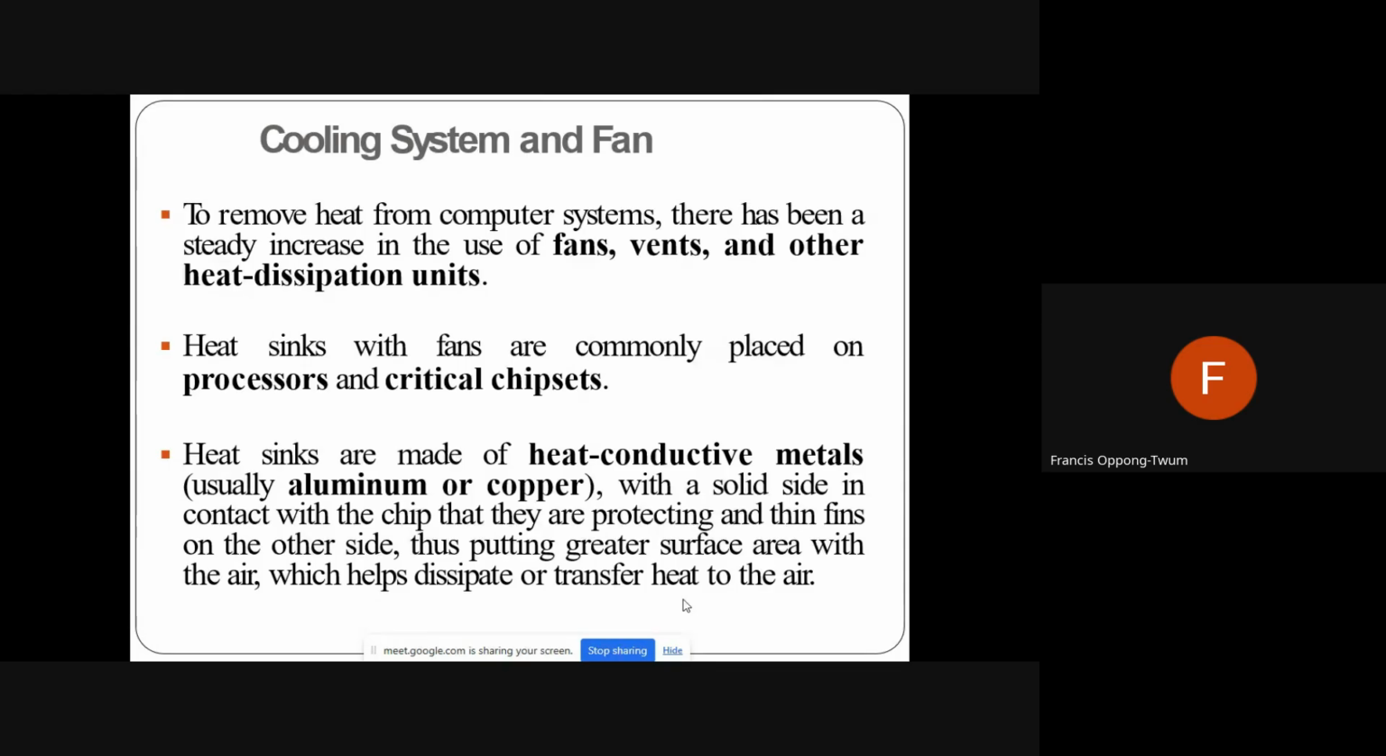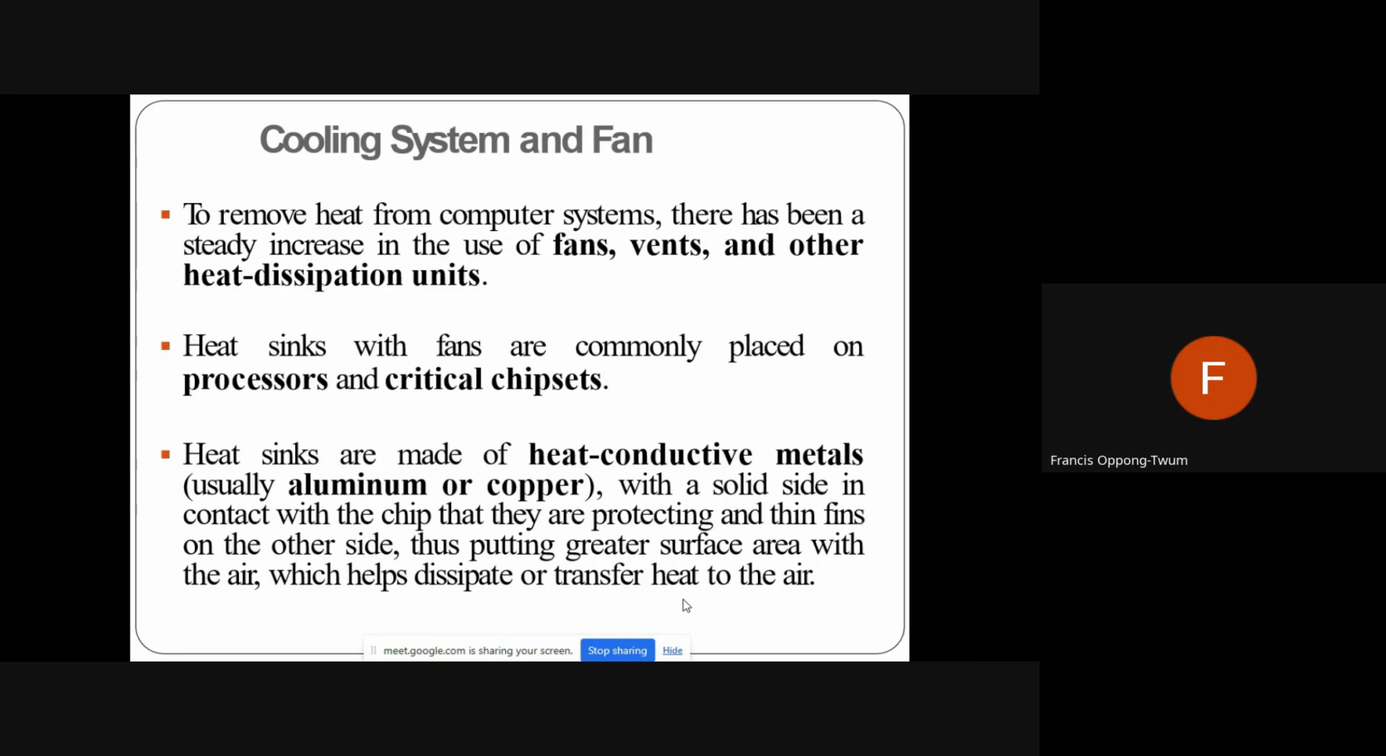Can I move on? Then we are moving on to another component called the cooling system and the fan. I think I've already shown it to you. The purpose is to remove heat from the computer system. There has been a steady increase in fans, vents, and other heat dissipation units. Heat sinks with fans are commonly placed on processors and critical chipsets.